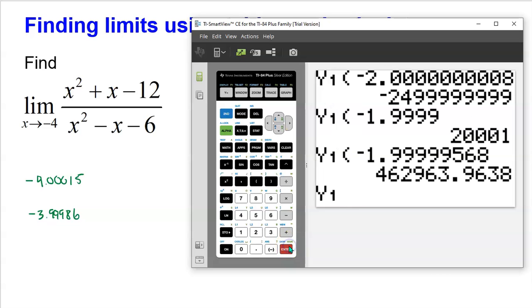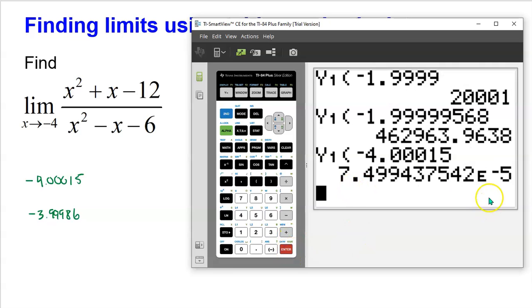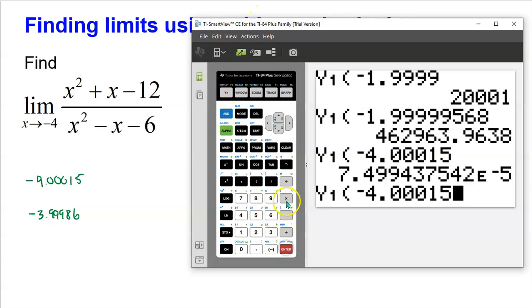And let's start with the left-hand side. And that would be like negative 4.00015. And dang, okay, now listen, make sure you're very careful looking at your calculator. I see that e to the negative 5. That means I actually move my decimal point 5 times to the left, which would produce negative, or excuse me, not negative, there's no negative there. It would produce positive 0.00007. Well, that number's really, really close to zero, right? And then you say, okay, let's get closer. So negative 4.000002.